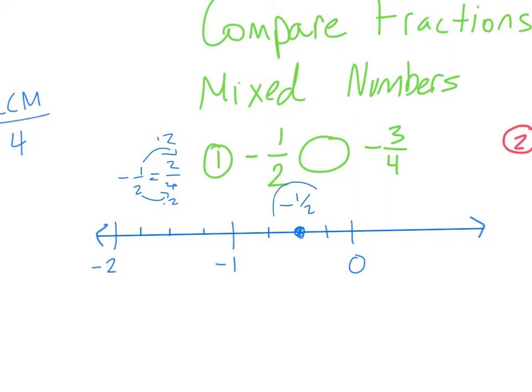Negative 1/2. Now how about negative 3/4? His denominator is already matching with the number of tick marks or intervals we have in between.